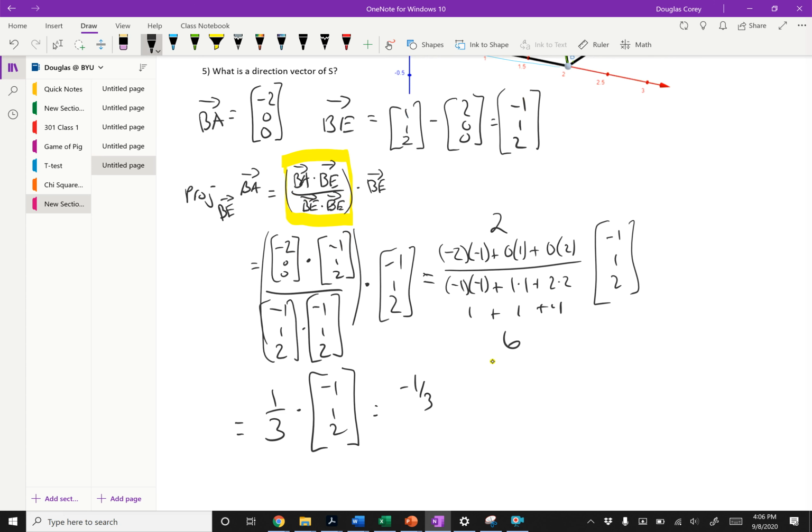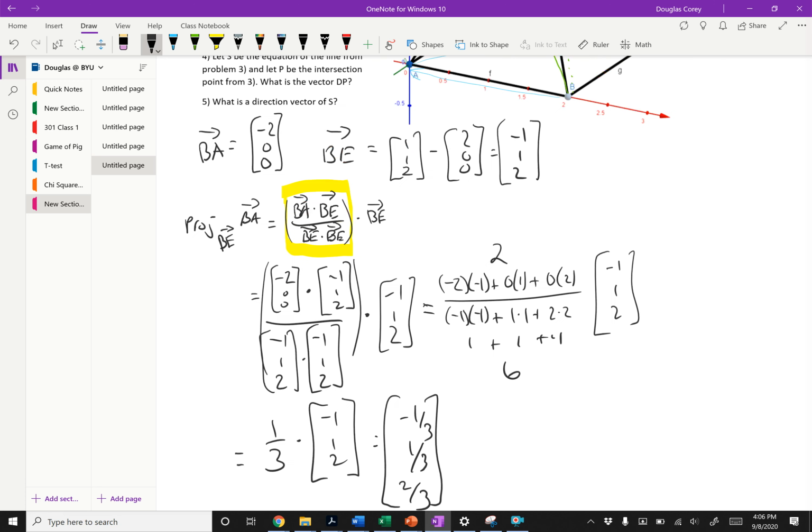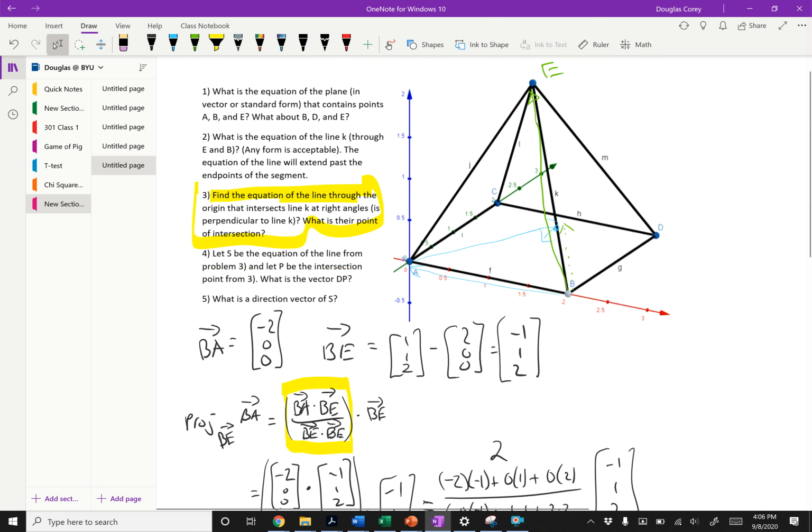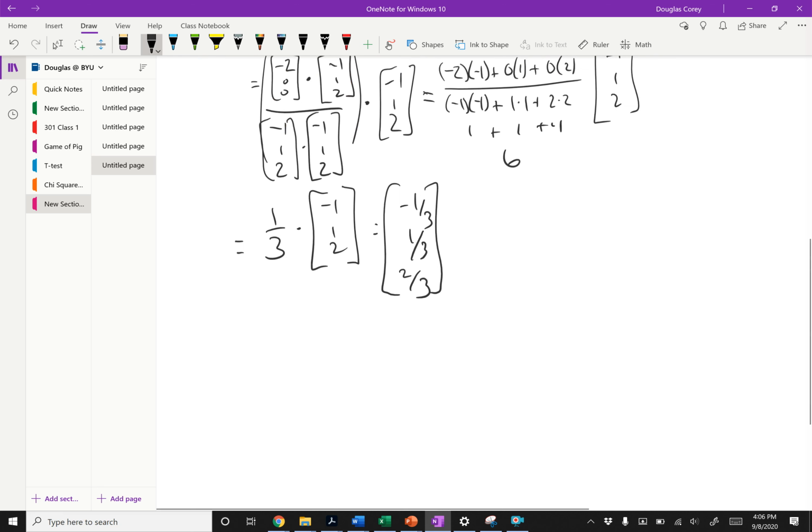So a minus 1/3, 1/3, and 2/3. That is our vector. So this is the vector that goes from B. If we started at B, it would go up and end at that point. But to find our actual coordinate, we have to actually add it to point B, so we know that's the beginning point.